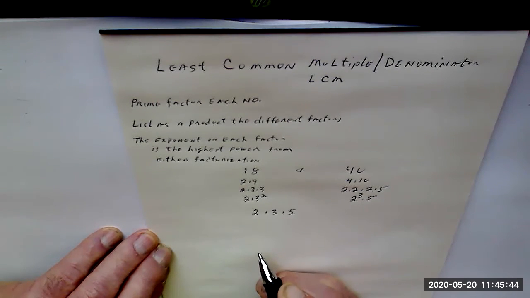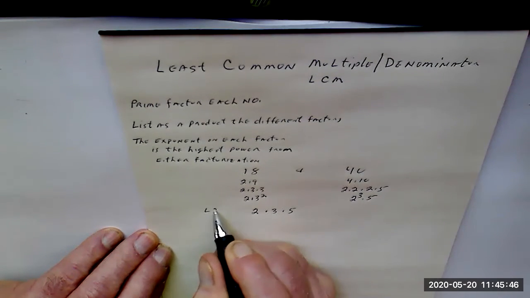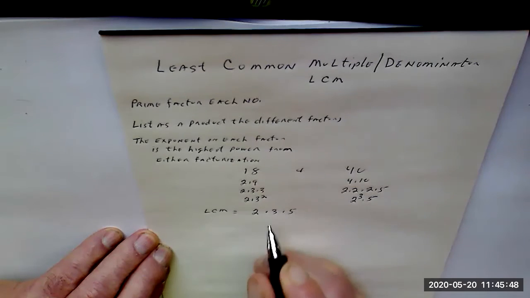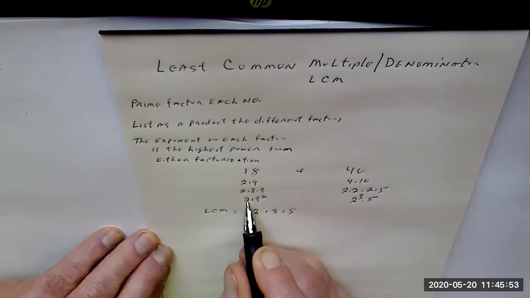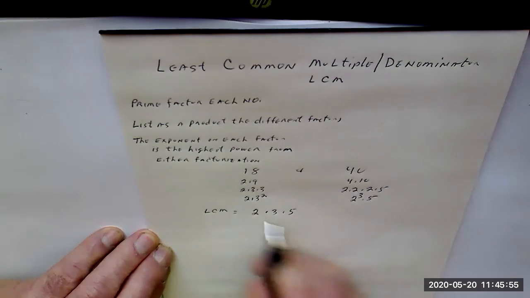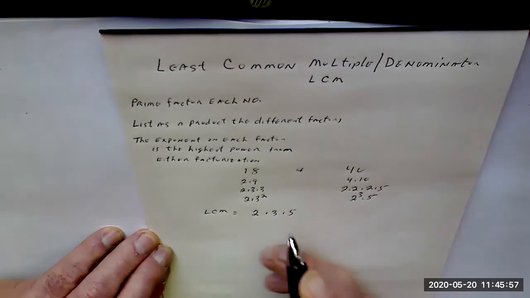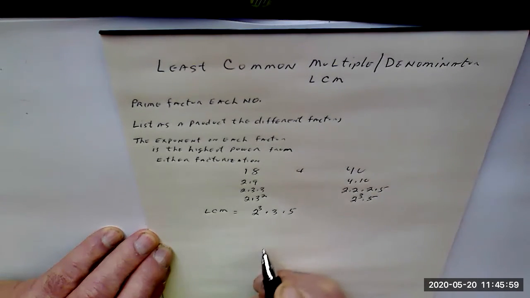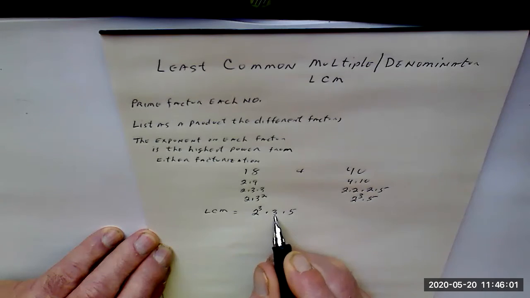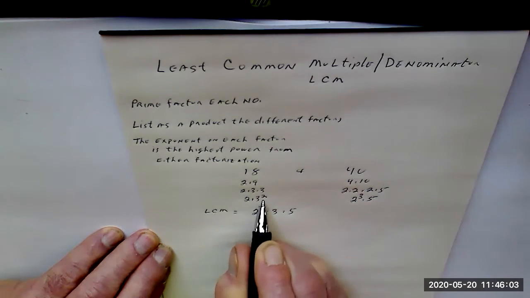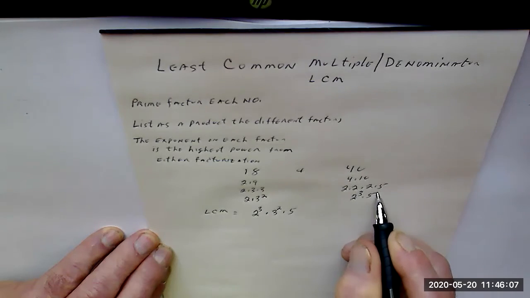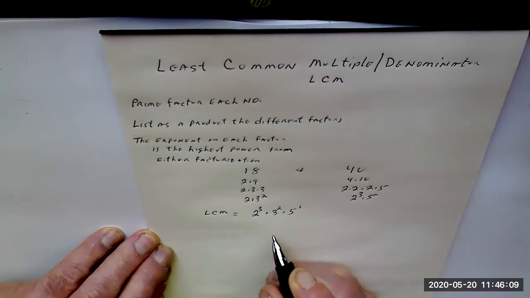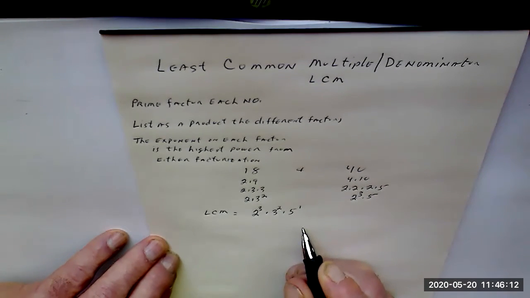To make it the LCM, we look at the number 2 and we look at the powers. The power from this number is 1. The power over here is 3, so the highest power is 3. The highest power on 3 is just the 2. The highest power on 5 is just 1. So that product is the LCM.